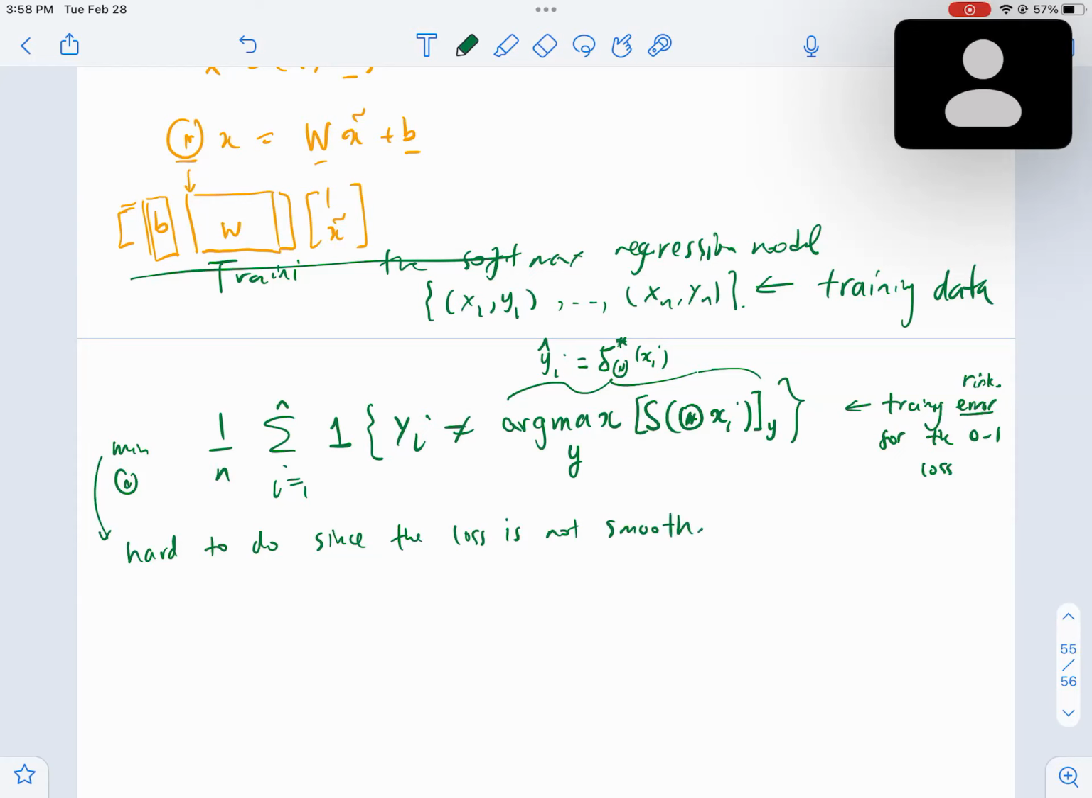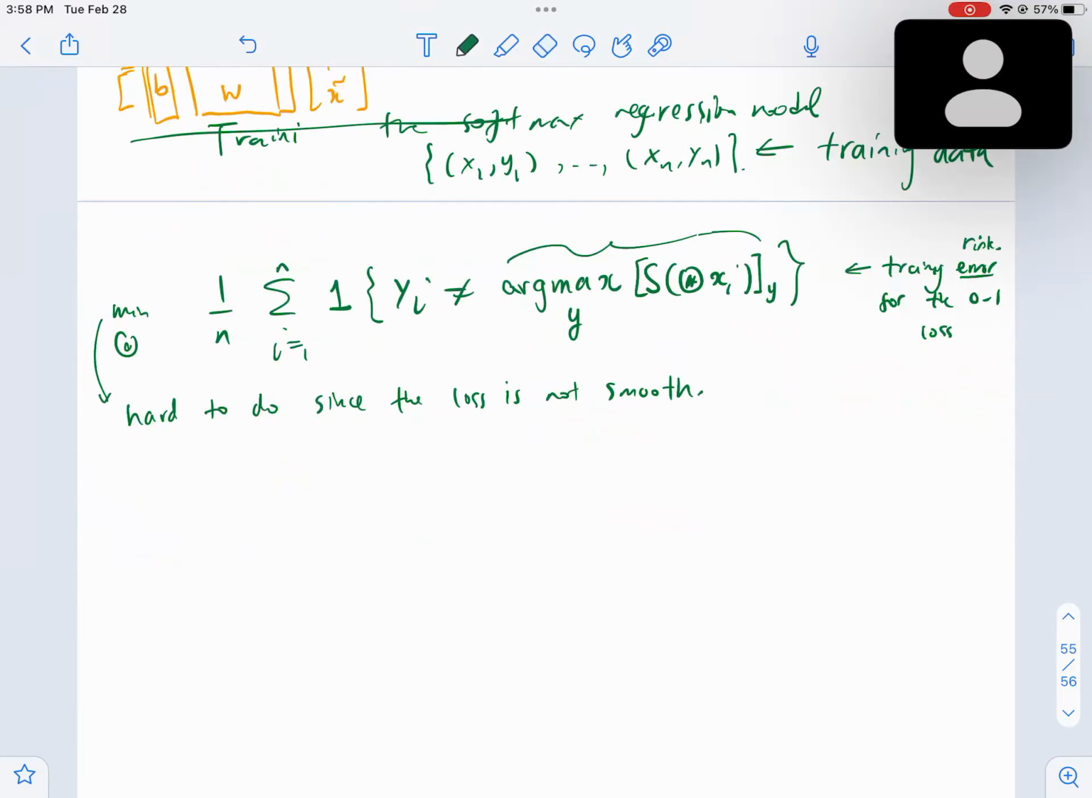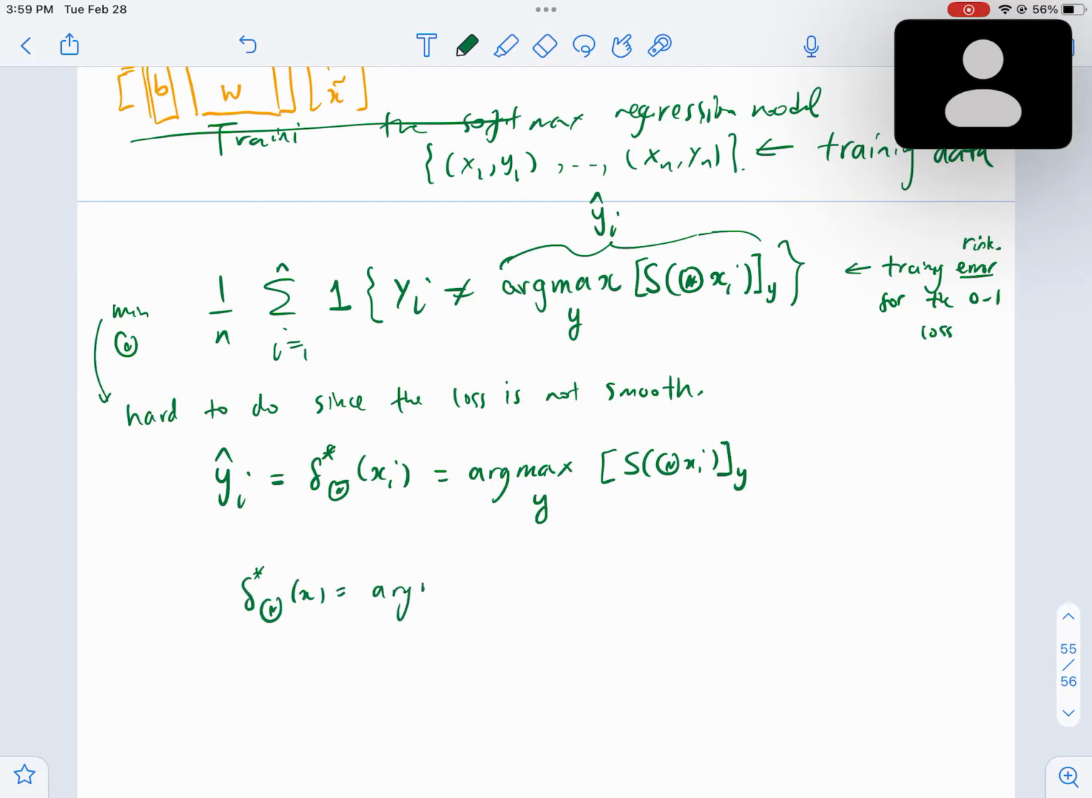Yes. Why do I have it? I'm sorry, I can't really read your handwriting. Can you just clarify why I have this? Okay. So this is y hat i, right? So what I wrote is y hat i. This is just notation. This is the optimal rule applied to x_i, which is argmax over y of this. That's really our prediction. It's just, given any x, this is how I should predict a hard class, if the softmax regression model is the true model. If the model is correct, this is our optimal rule. So that gives you a hard class.